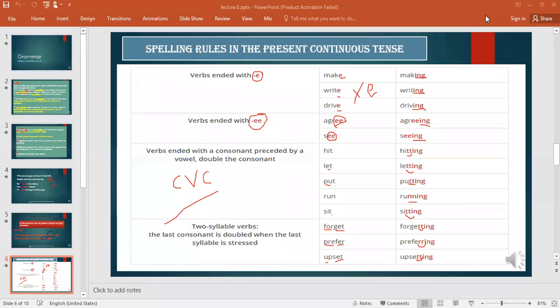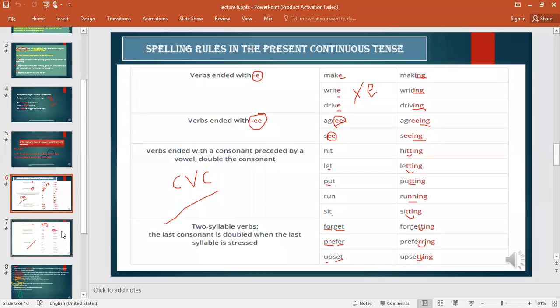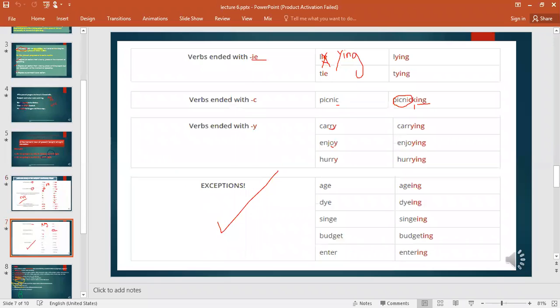Okay, let's continue. Now we move to the second part of the spelling rules, which is very important also. Now we move to the verbs that end with IE, like the word lie or the word tie. What can you see? What did I do here? I dropped the IE and I added Y. So I add Y instead of IE and I added ING.